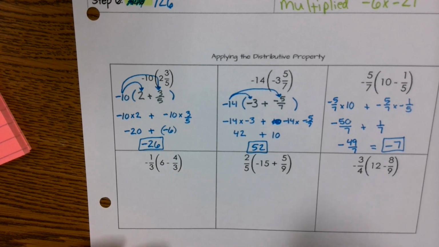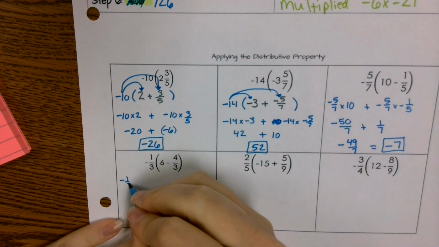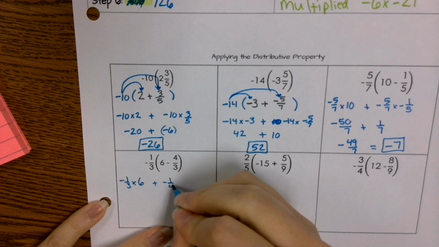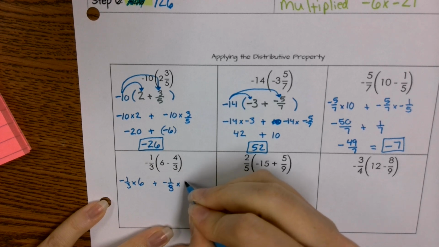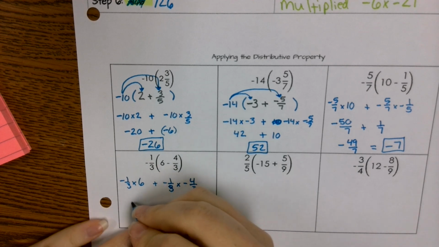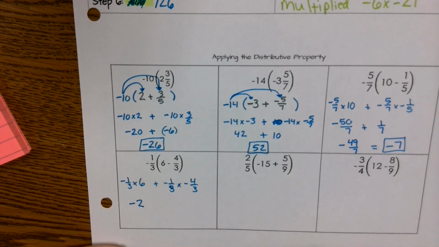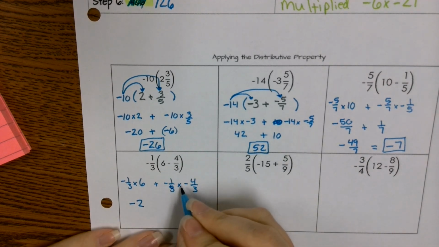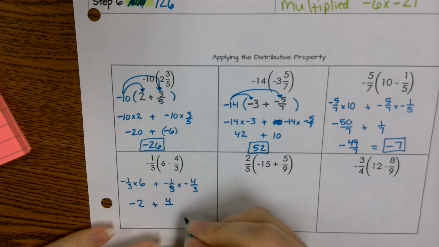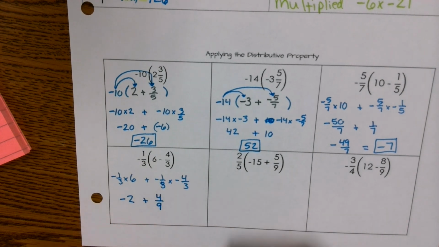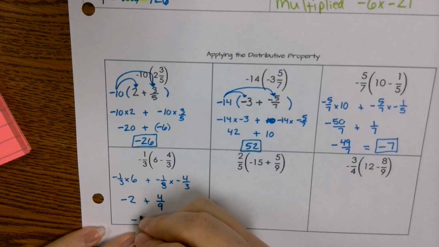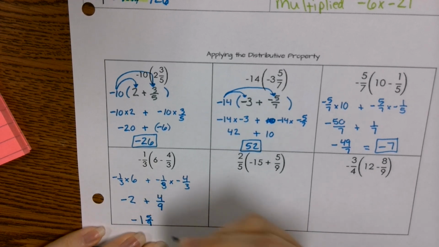All right, for the next one, we're going to distribute. We're going to do negative 1/3 times 6 plus negative 1/3 times negative 4/3. When we multiply negative 1/3 times 6, that comes out to negative 2. When we multiply negative 1/3 times negative 4/3, it's going to come out to a positive 4 over 9. When we combine those together, that's going to give us a negative 1 and 5/9.